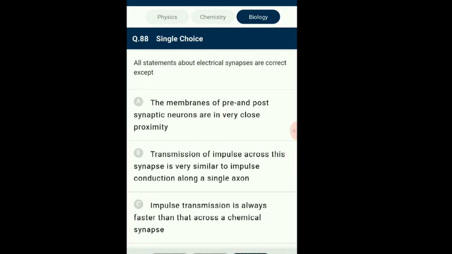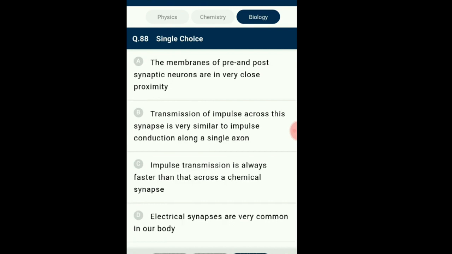Question number 88. All statements about electrical synapses are correct except. Impulses are transmitted from one neuron to another through junctions called synapses. A synapse is formed by the membranes of presynaptic neurons and postsynaptic neurons, which may or may not be separated by a gap called synaptic cleft. Synapses are of two types, electrical and chemical synapses. In electrical synapses, the membranes of pre and postsynaptic neurons are in close proximity. The electrical current can flow directly from one neuron to another.